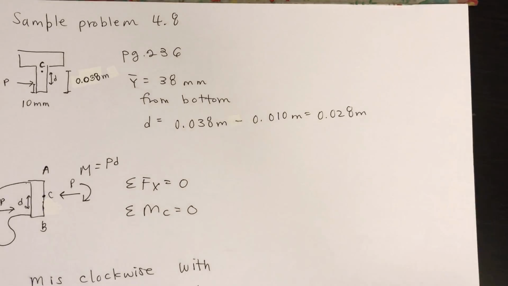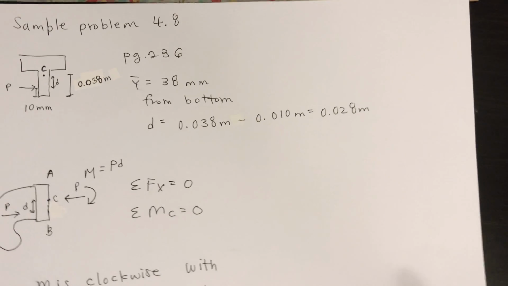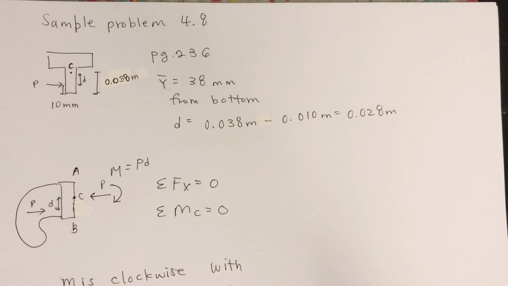So let's move on to sample problem 4.8. The largest allowable stresses for the cast iron link are 30 megapascals in tension and 120 megapascals in compression. Determine stress at point A and B. Determine the largest force P which can be applied to the link.